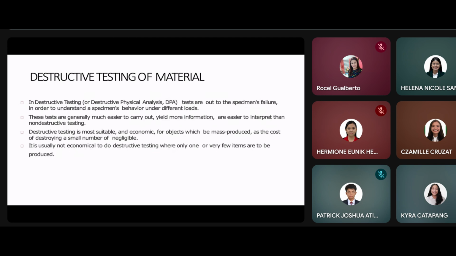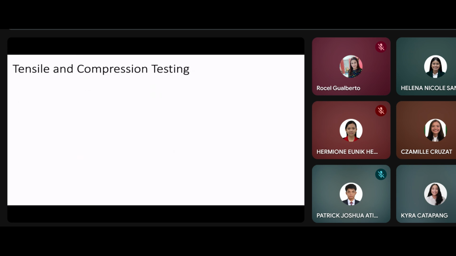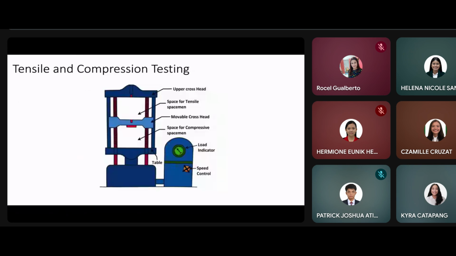It also destroys or changes the part in some way such that even if it passes the test, it is no longer fit for service. Hence, this kind of test is not economical for relatively small scale manufacturing. However, destructive testing is recommended for mass production. Now let us discuss some examples of destructive testing.